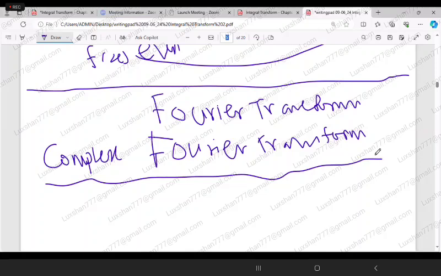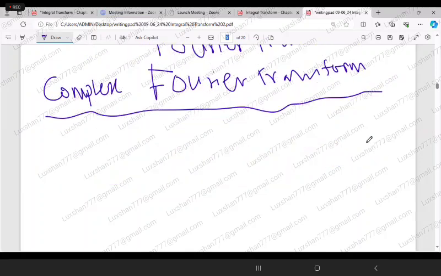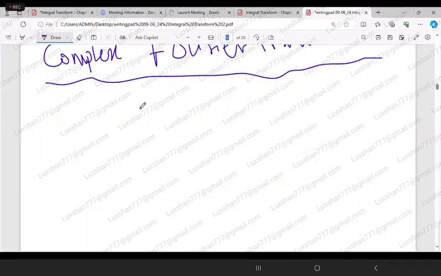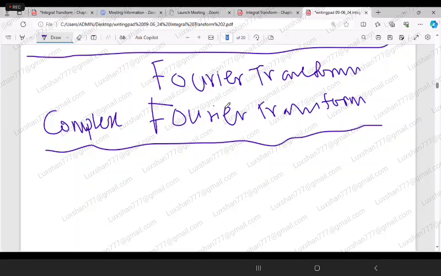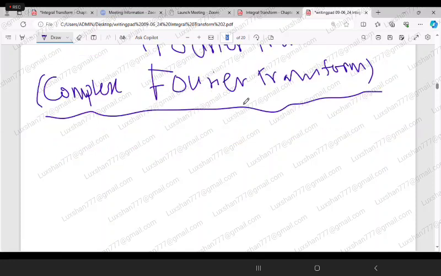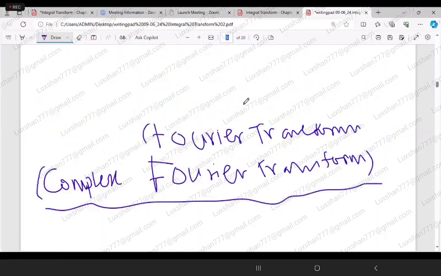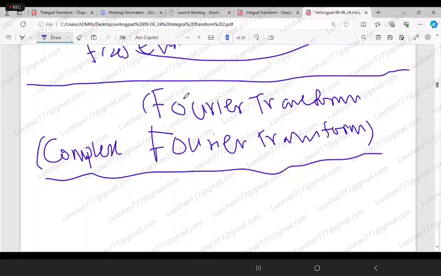Now look at how we are defining the Fourier integral transform. Now actually we are defining Fourier transform. We are defining complex Fourier transform. Okay, if somebody says Fourier transform, it is the same. If somebody says complex Fourier transform, all are the same. Or if somebody says Fourier complex transform, both are the same. Now actually we are defining Fourier transform from Fourier integral representation.